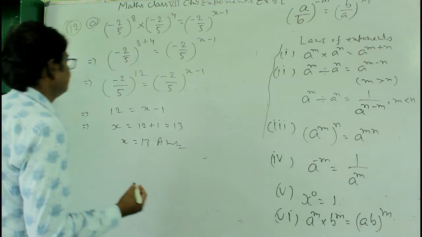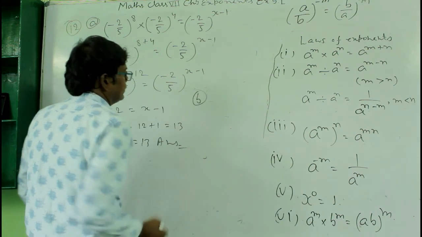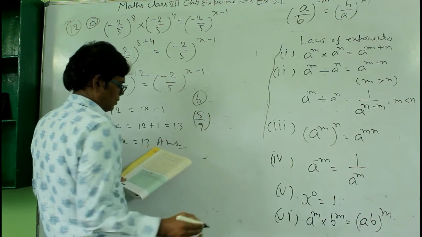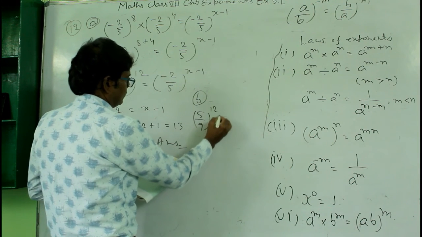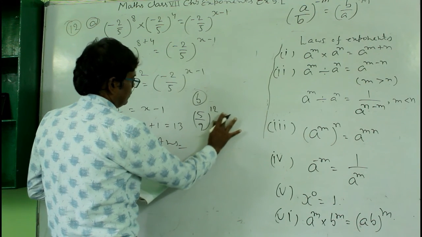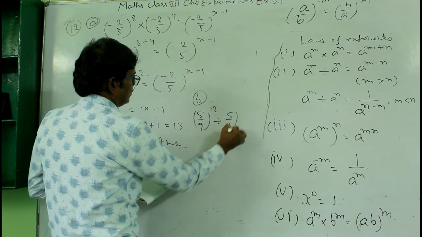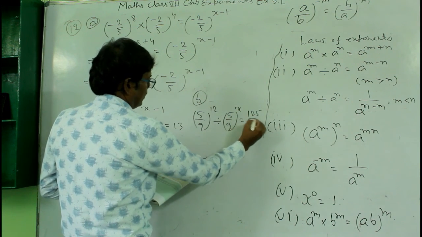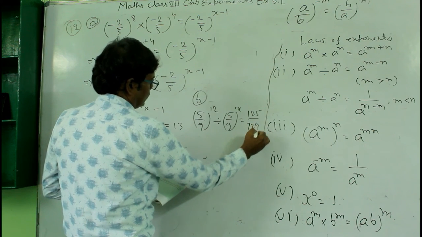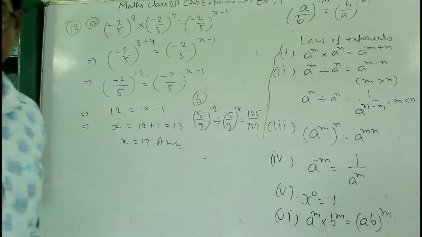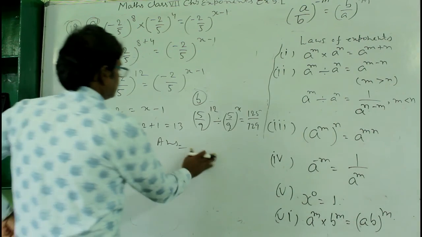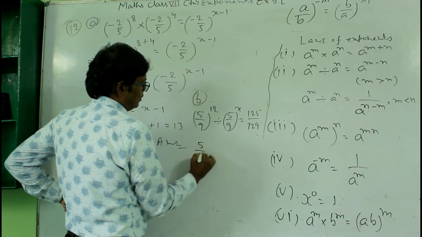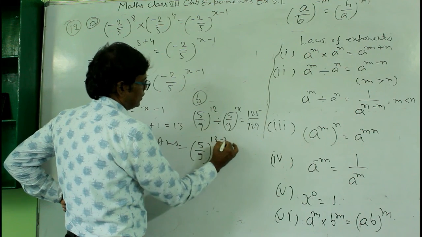Question number B. Okay, what is question number B here? We have 5 by 9 to the power 12 divided by 5 by 9 to the power x equal to 125 by 729. Okay, this is the question, and we have to find the value of x. So now this is a division, so you can write this as 5 by 9 to the power 12 minus x.